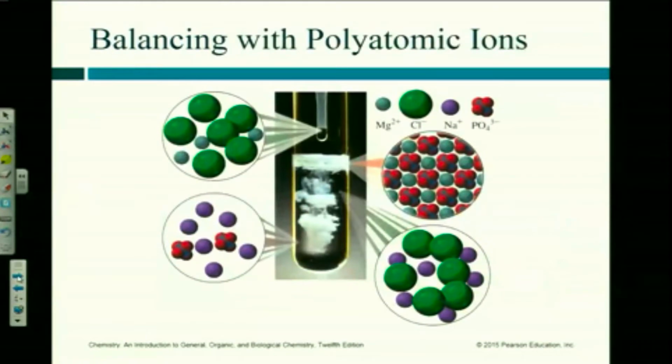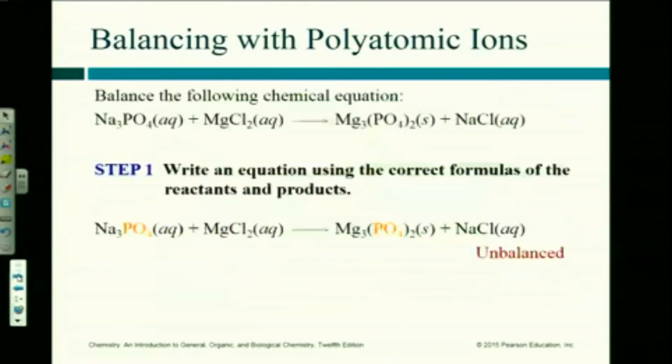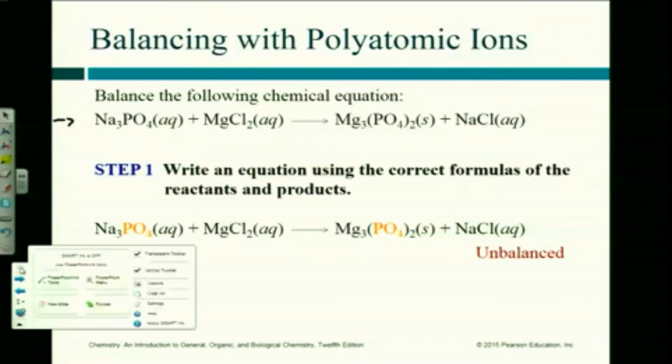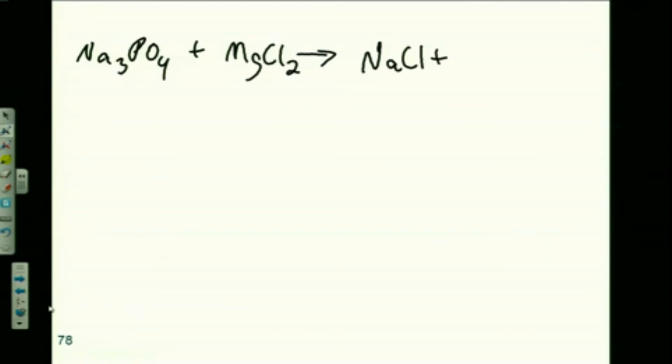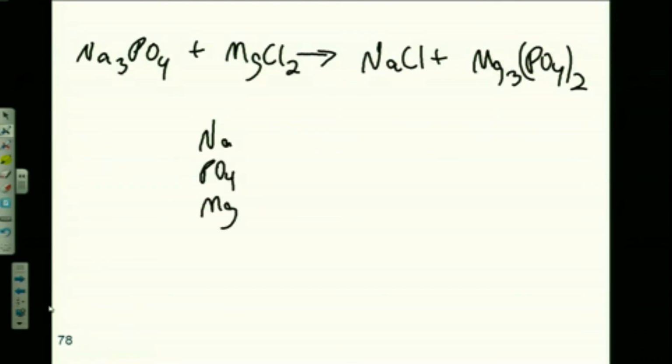All right, here's a reaction for you that we're going to balance. Why don't y'all balance this one right here? You have to change something though. I'm going to leave the states off just to make it easier to balance so we can see it. Okay, let's make our list. What do we have? We have sodium, we have phosphate, we have magnesium, and we have chloride.